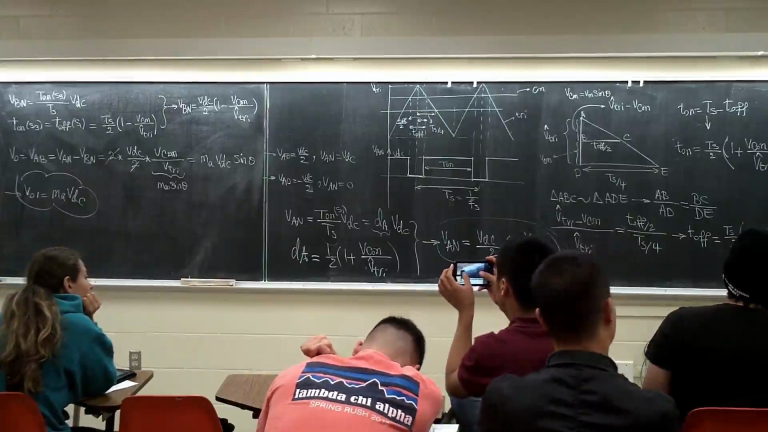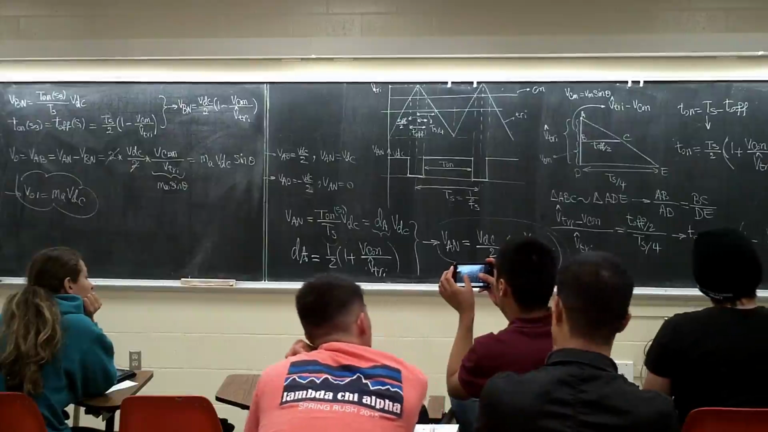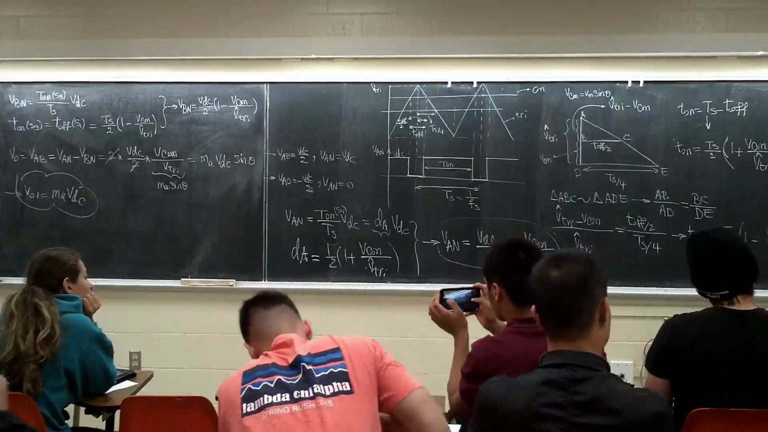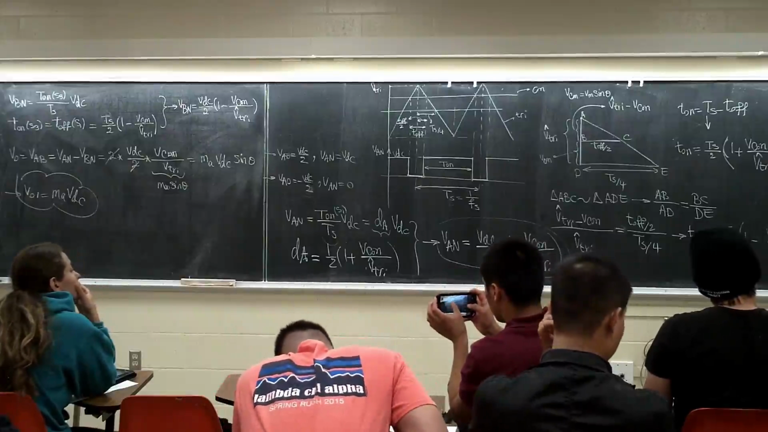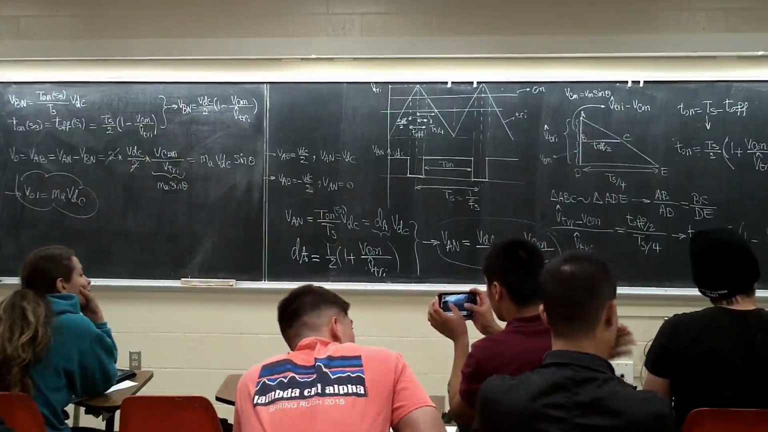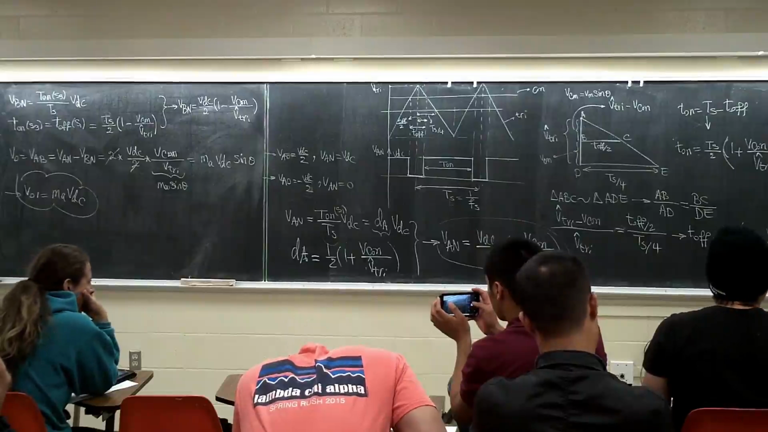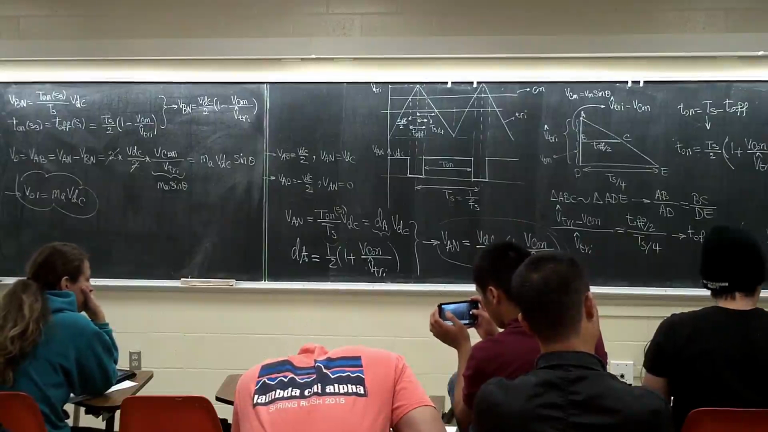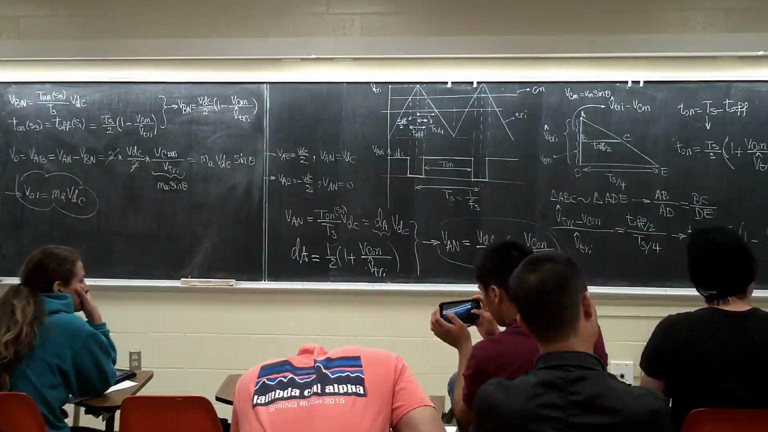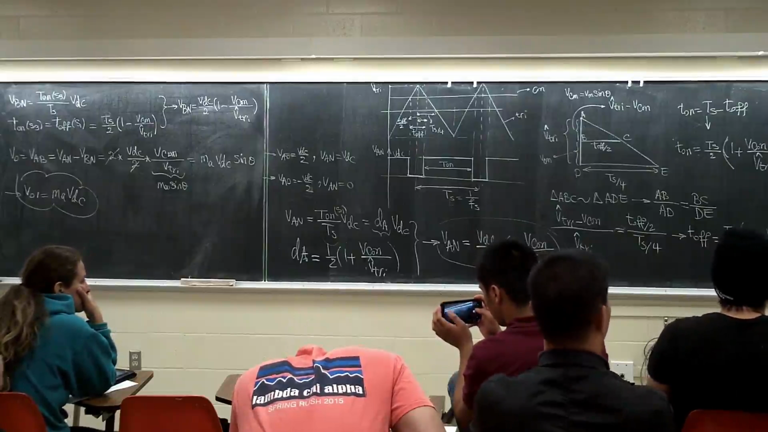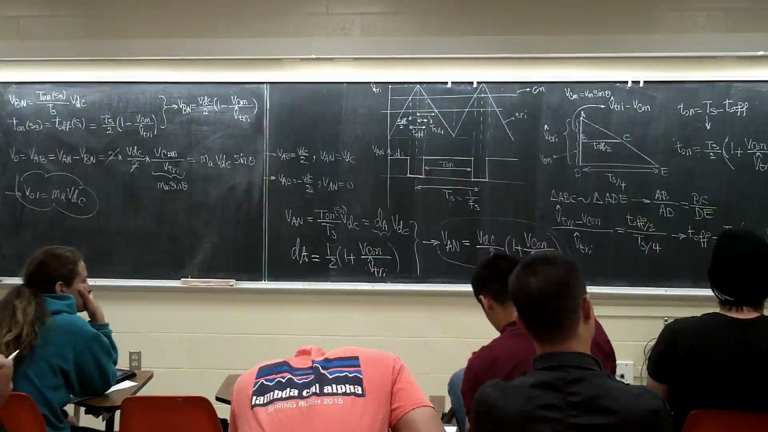I'm going to put it here. If you look at here, either VAB is VDC or VAB is minus VDC, right? Bipolar, either VDC or minus VDC. That's the reason they call it bipolar switching.